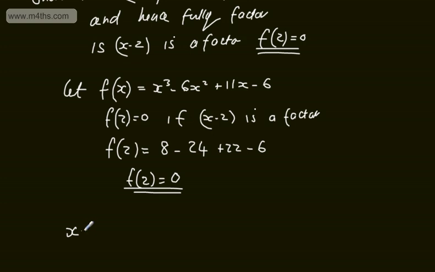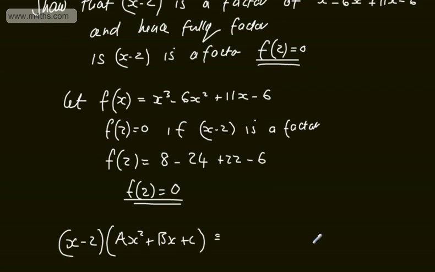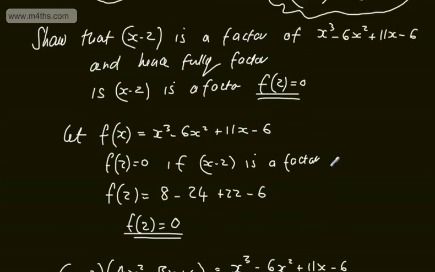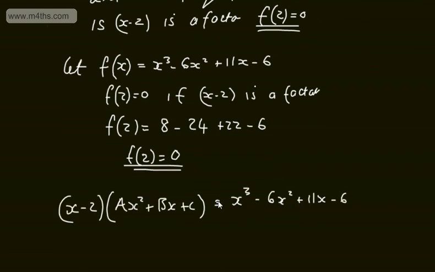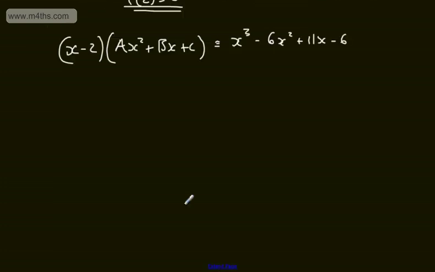So I could write that x minus 2 multiplied by some quadratic ax squared plus bx plus c, and we can set the identity now. This will be equal to x cubed minus 6x squared plus 11x minus 6. So let's check that I've got all of that in. That looks pretty good. Okay, so with this one I'm just going to equate coefficients. In the last video we saw how to do this, and I'm going to go through it fairly quickly.